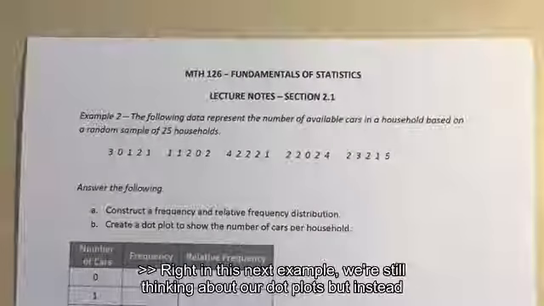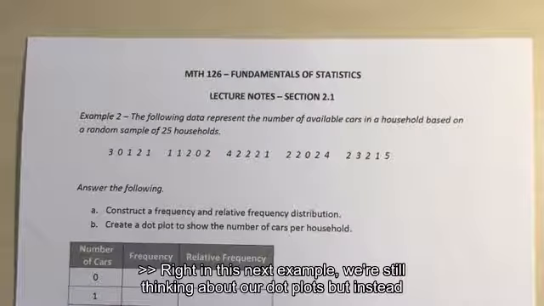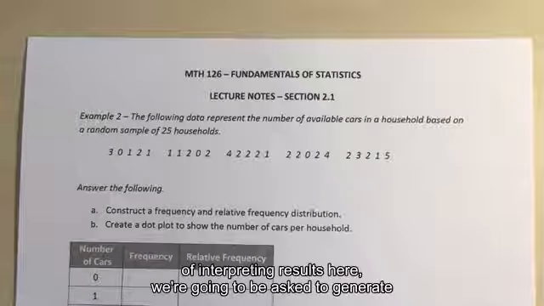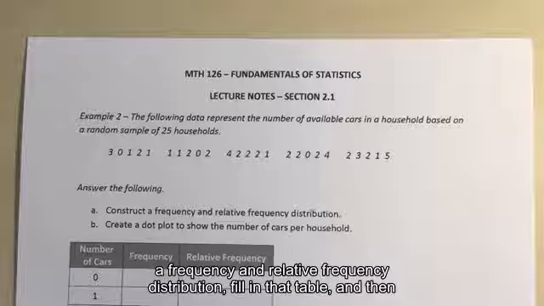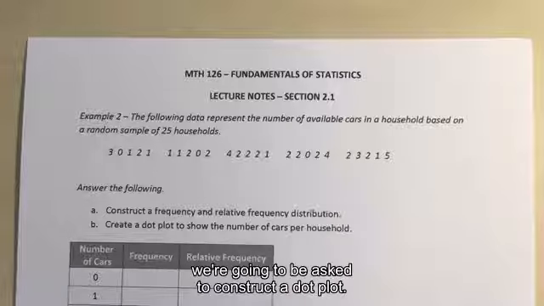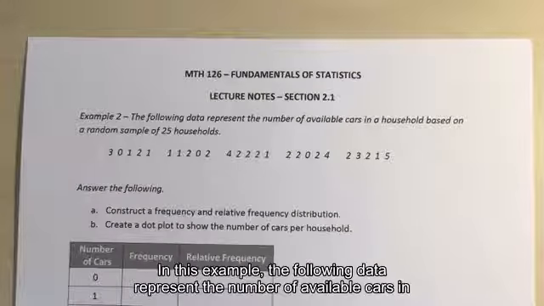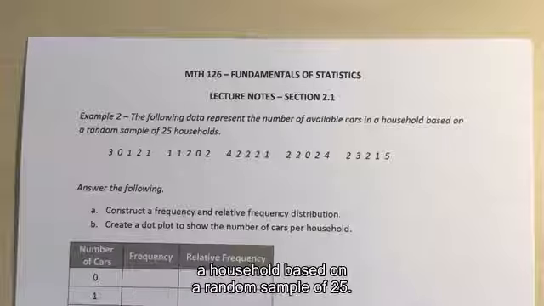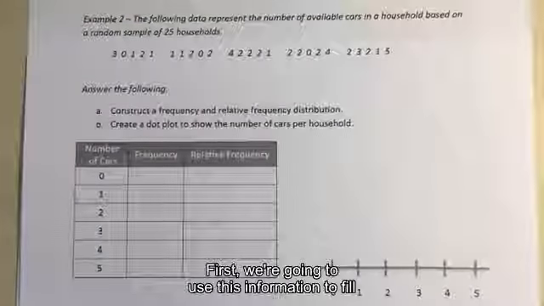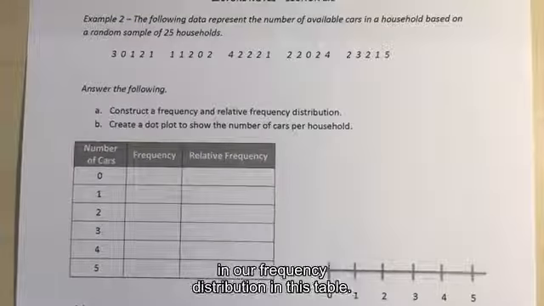All right, in this next example, we're still thinking about our dot plots, but instead of interpreting results here, we're going to be asked to generate a frequency and relative frequency distribution, fill in that table, and then we're going to be asked to construct a dot plot. In this example, the following data represent the number of available cars in a household based on a random sample of 25 households. First we're going to use this information to fill in our frequency distribution in this table.